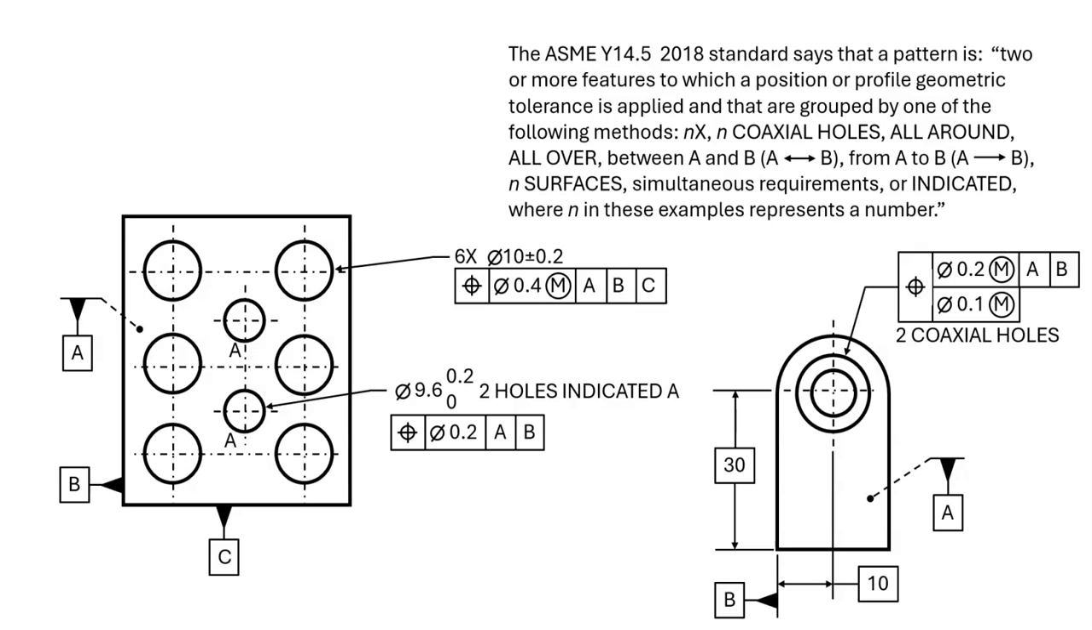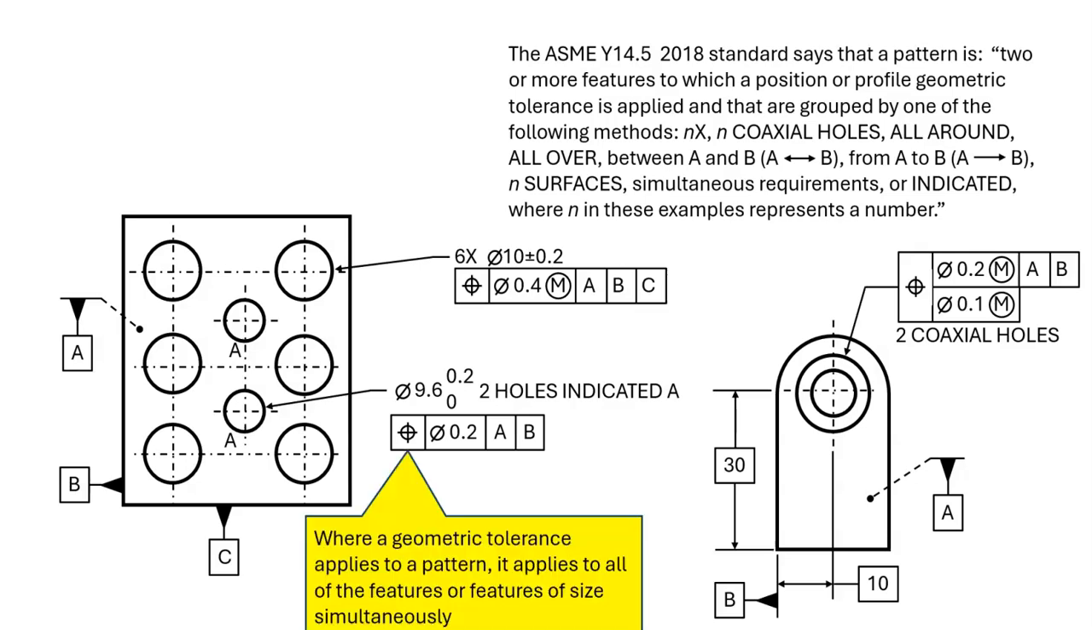Today's video will discuss what a pattern is. The ASME Y14.5-2018 standard says that a pattern is two or more features to which a position or profile geometric tolerance is applied and that are grouped by one of the following methods: nX, n coaxial holes, all around, all over, between A and B, from A to B, surfaces, simultaneous requirements, or indicated, where n in these examples represents a number.